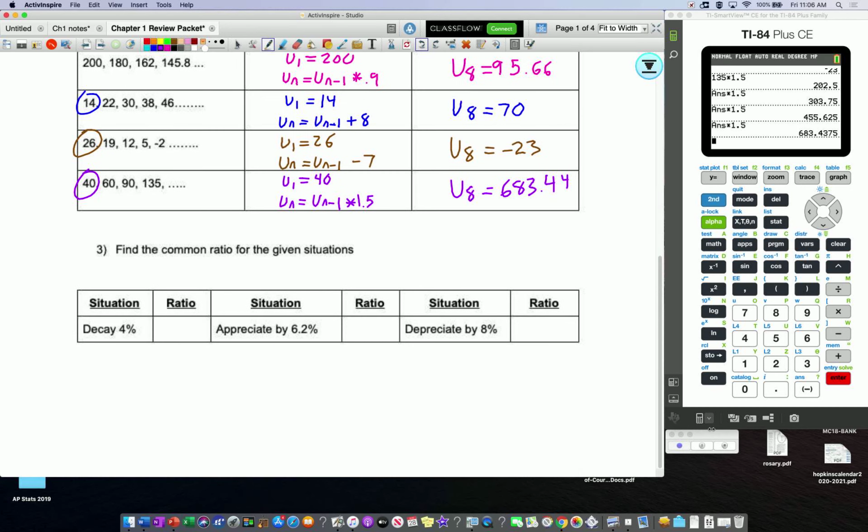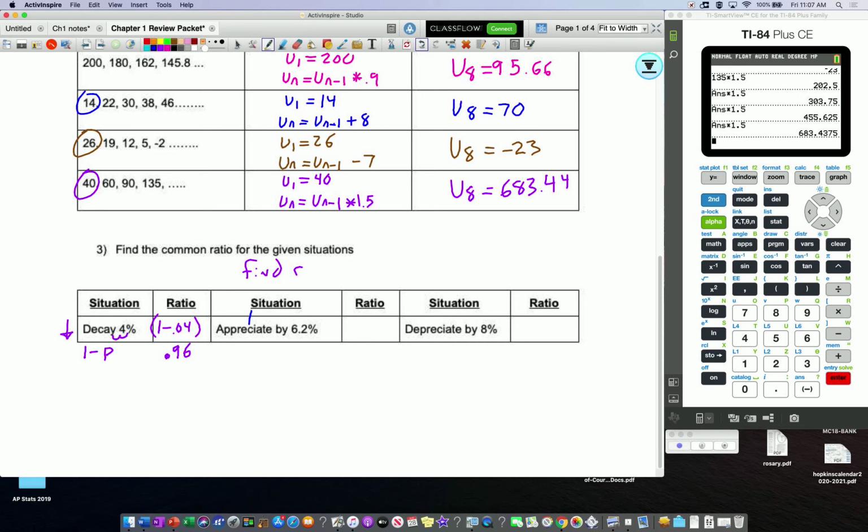All right, number 3 is a great review of 1.2. This is where we're just kind of writing it in the ratio form. So in essence, we're just trying to find r. So remember, decay means decreases. So this is going to be 1 minus p. So we go 1 minus, remember, change it as a decimal, 0.04. If you left it as that, I'm okay with that. If you wrote 0.96, I'm great with that too. I would accept both answers.